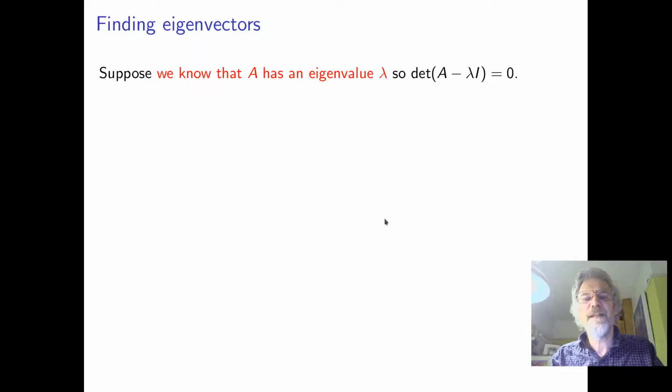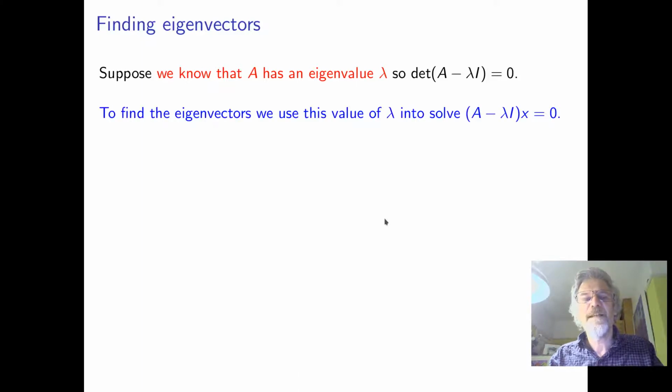Suppose we know that A has an eigenvalue lambda, in other words, det(A minus lambda I) equals 0. Then we want to find the eigenvectors. So how do we do that? Well, we have to solve a system of equations. And the point is we know what lambda is, so we know what A minus lambda I is. So we're trying to solve this matrix in the brackets times x equals 0.